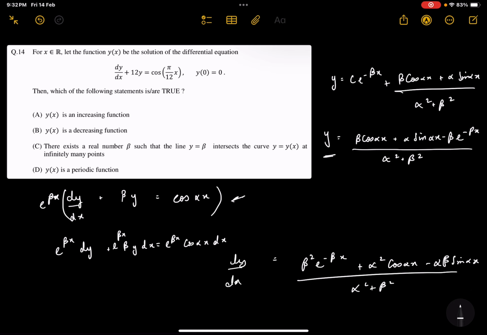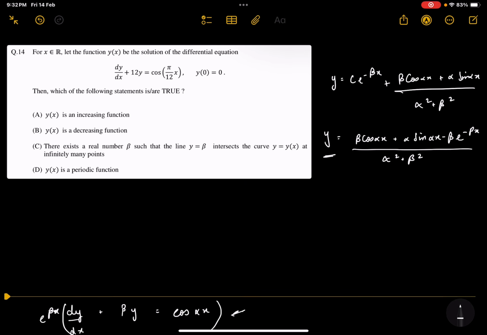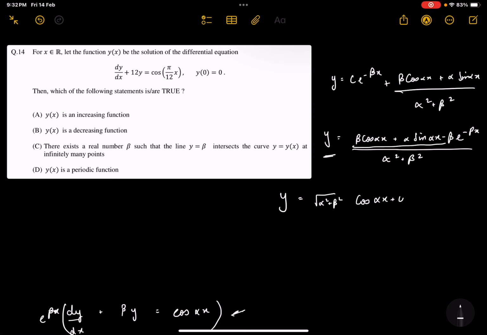Now what we'll do is, we have y equals, we'll write this as root of alpha square plus beta square times cos(alpha x plus theta), such that cos theta is beta and sin theta is minus alpha, minus beta e to the power of minus beta x, upon alpha square plus beta square.